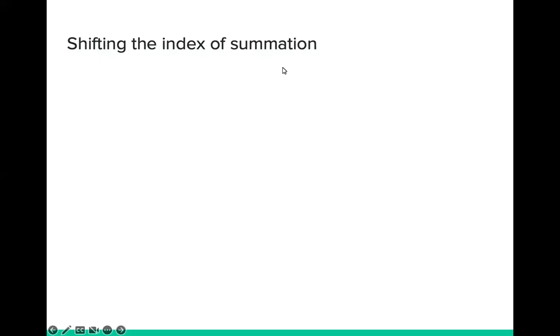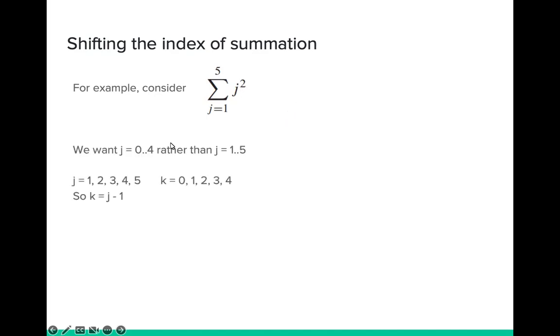And now what if we want to shift the index of the summation? So for example, we have the summation of j equals 1 to 5 of j squared. And we want that instead of j equals 1 to 5, so as you can see here, the lower limit is 1 and the upper limit is 5, right? So this will be basically equivalent to 1 squared plus 2 squared plus 3 squared until 5 squared, okay?